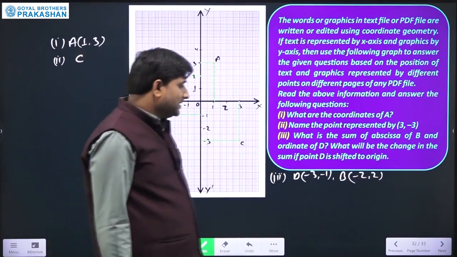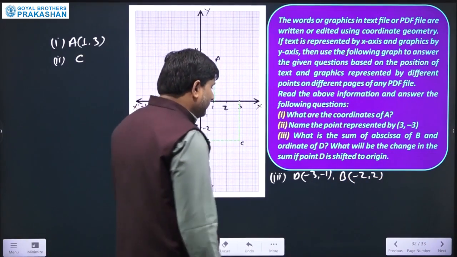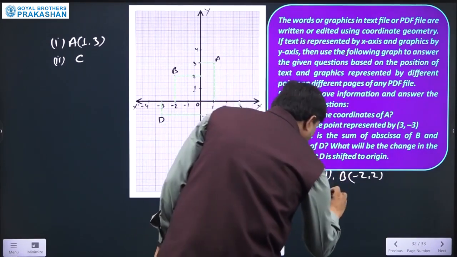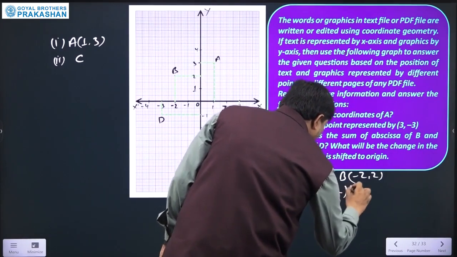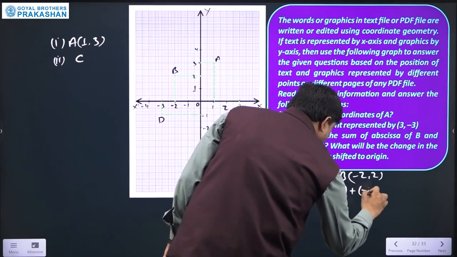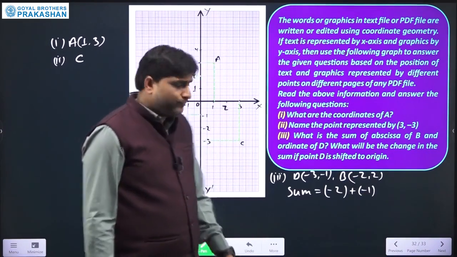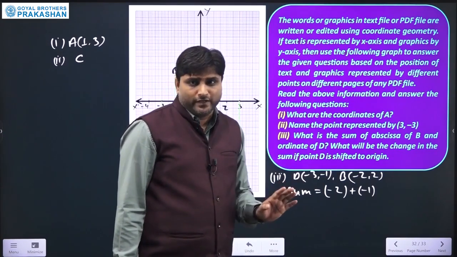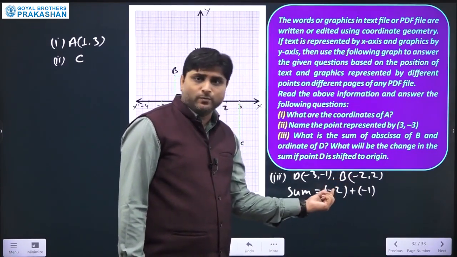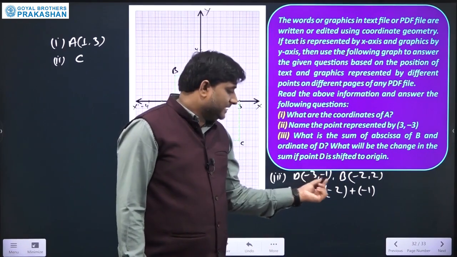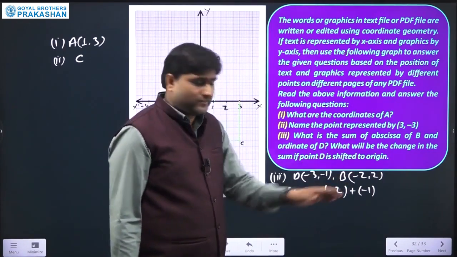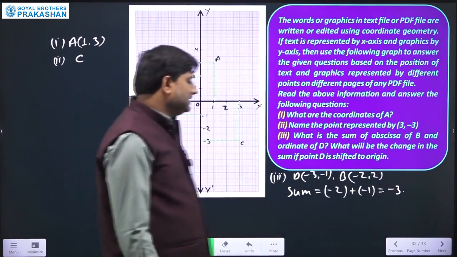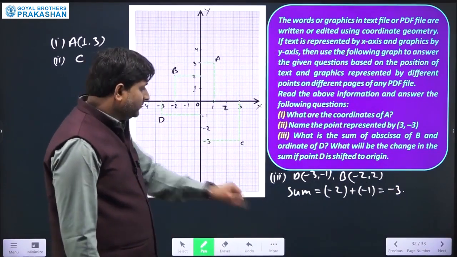So the sum of abscissa of B and ordinate of D. What is abscissa of B? -2. And ordinate of D is -1. Because we know if point is in the form of x, y, then x is abscissa and y is ordinate. So abscissa of B is -2 and ordinate of D is -1. So -2 plus -1, it means the sum is -3. So this is one answer.